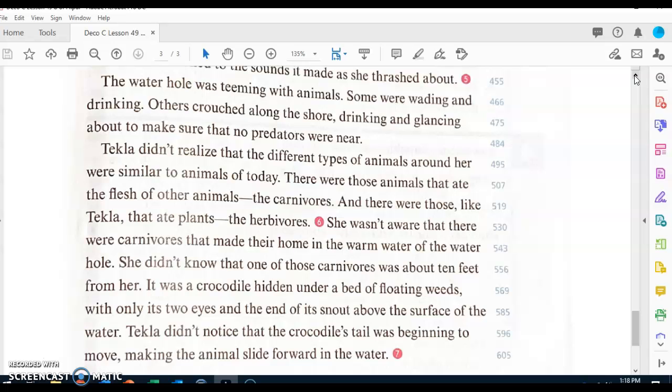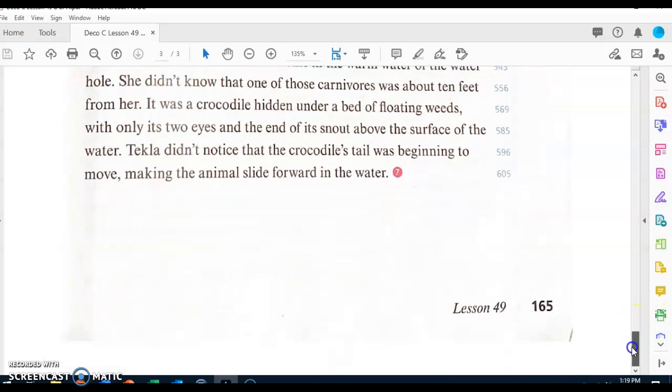Tekla didn't realize that the different types of animals around her were similar to animals of today. There were those animals that ate the flesh of other animals, the carnivores. And there were those, like Tekla, that ate plants, the herbivores. She wasn't aware that there were carnivores that made their home in the warm water of the water hole. She didn't know that one of those carnivores was about 10 feet from her. It was a crocodile hidden under a bed of floating weeds, with only its 2 eyes and the end of its snout above the surface of the water. Tekla didn't notice that the crocodile's tail was beginning to move, making the animal slide forward in the water.